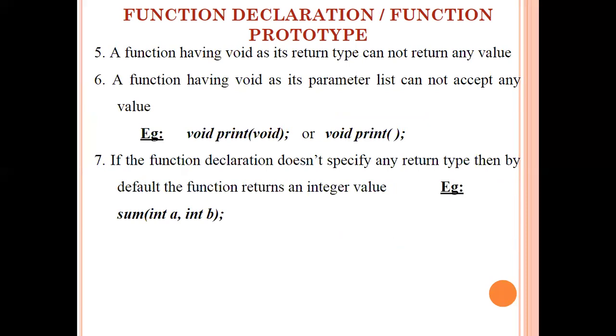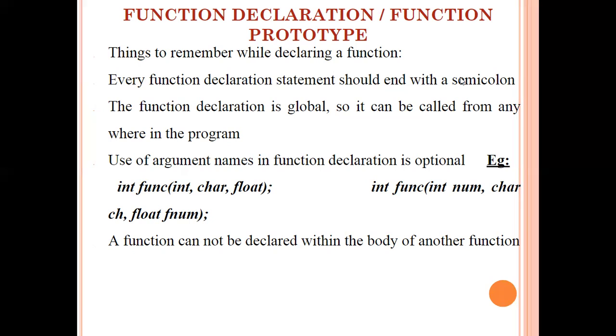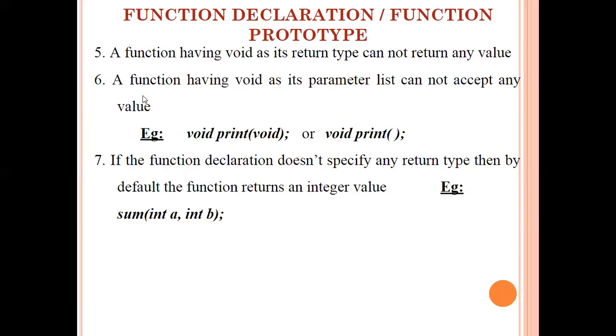Next, a function having void as its return type cannot return any value. If you use void as the return data type, then it doesn't return any particular value. A function having void as its parameter list cannot accept any value. Just look at this example. The first one is void print(void), and the second one is void print(). These two declaration statements are equivalent.